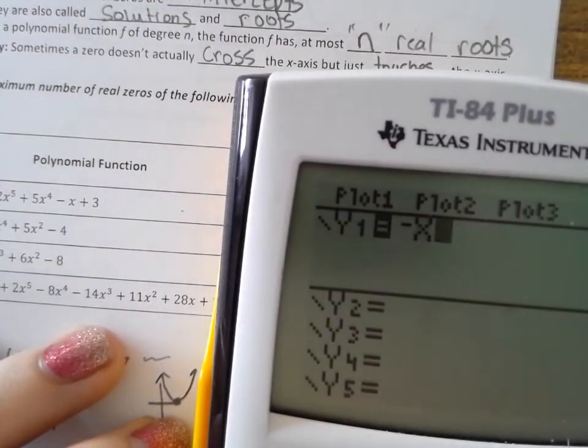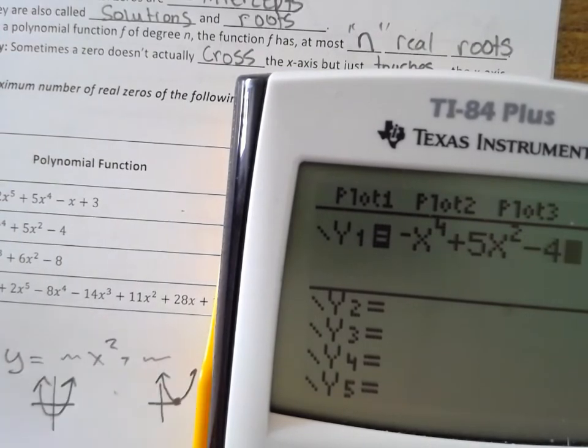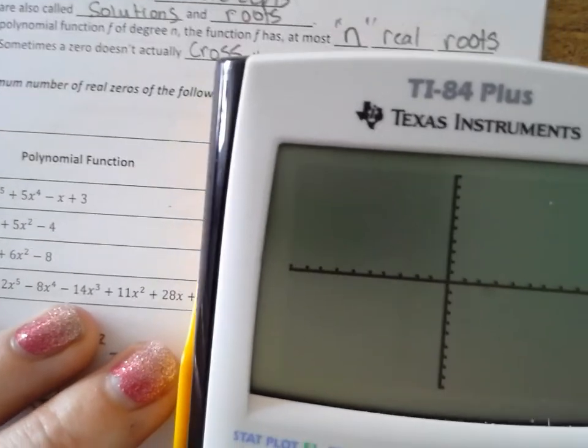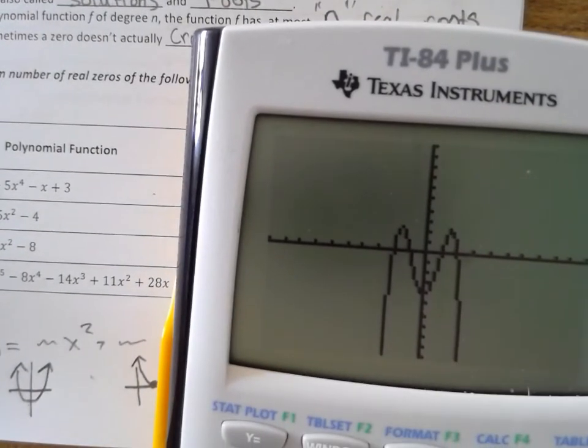Let's go put the next one in our calculator. Negative x to the 4th plus 5x squared minus 4. Graph. Oh yeah. It looks like I have zeros at negative 2, negative 1, 1, and 2, but my eyes could just be faking me out. I don't know. What's a good way that I could check this for certain? I could do second trace 2, but there's an easier way.